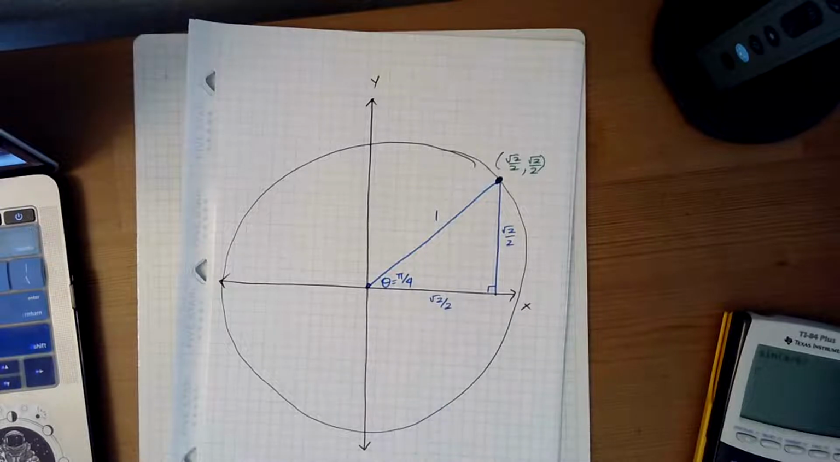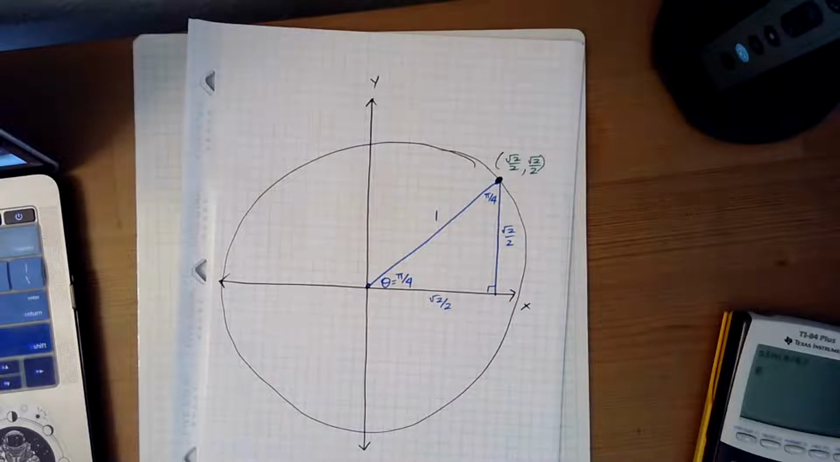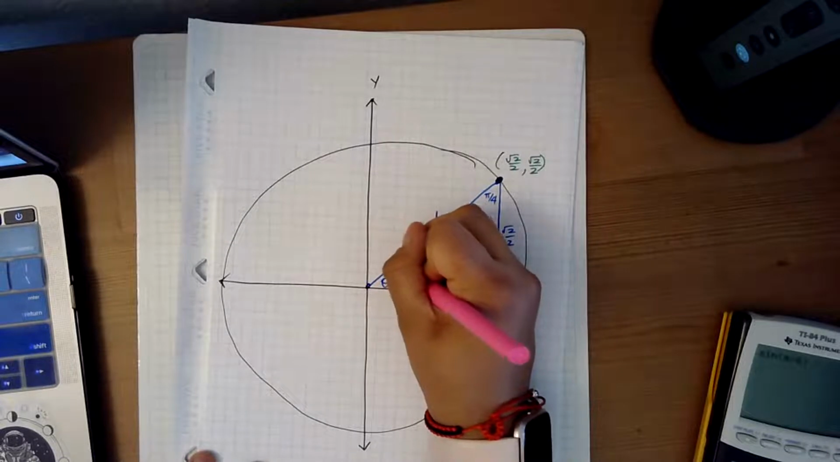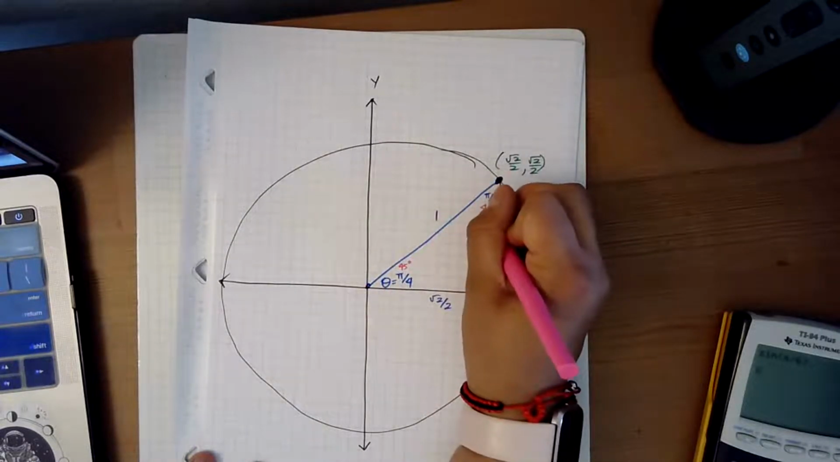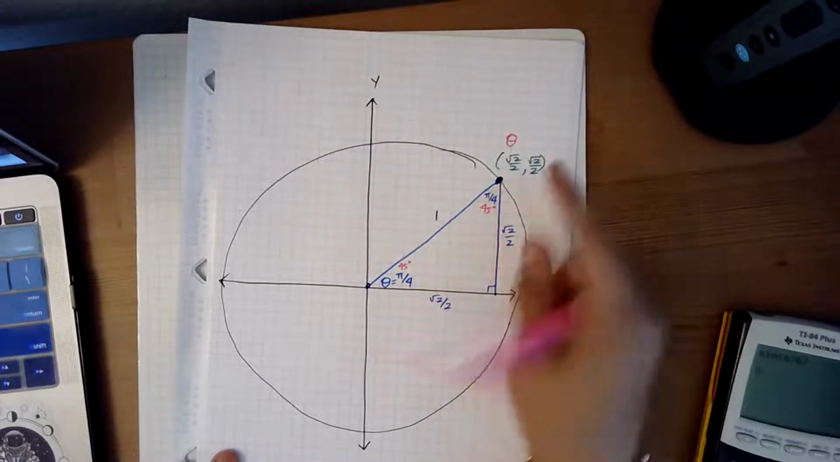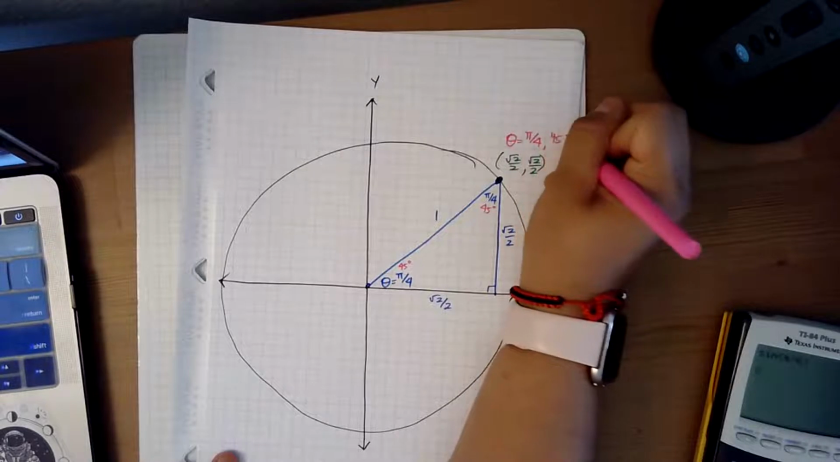So that theta right there is pi over 4, which means that this right here is also pi over 4. Again, remember triangle angle sum theorem. And for sake, I'm going to also put 45/45, just so you understand what that means. So this point right here is when my theta is pi over 4 or 45 degrees.